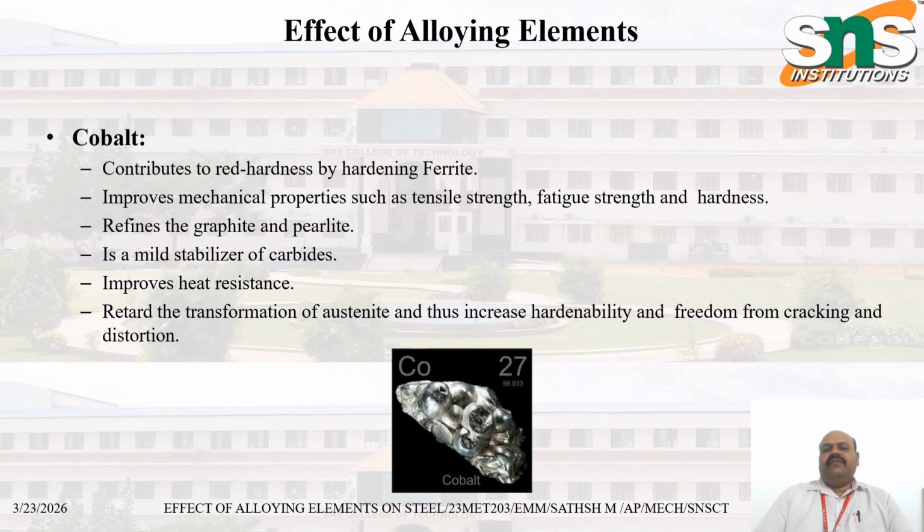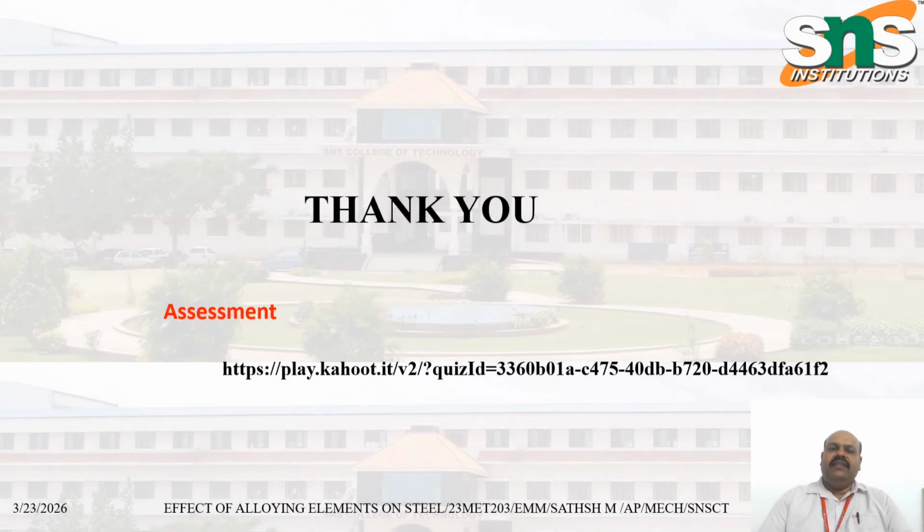So the effect of alloying cobalt: it contributes to the red hardness by hardening ferrite. It improves mechanical properties such as tensile strength, fatigue strength, and hardness. It refines the grains, graphite and pearlite, and is a mild stabilizer of carbide. It also improves heat resistance, retards the transformation of austenite, and thus increases hardenability and freedom from cracking and distortion.